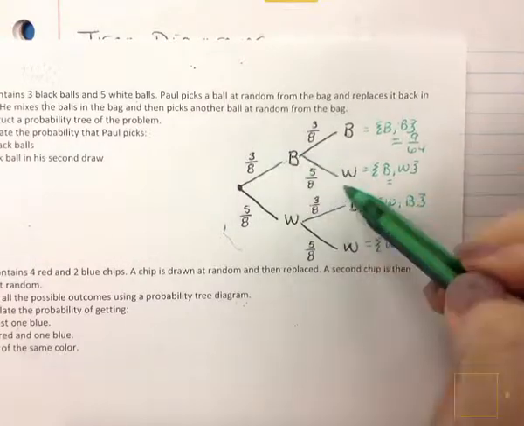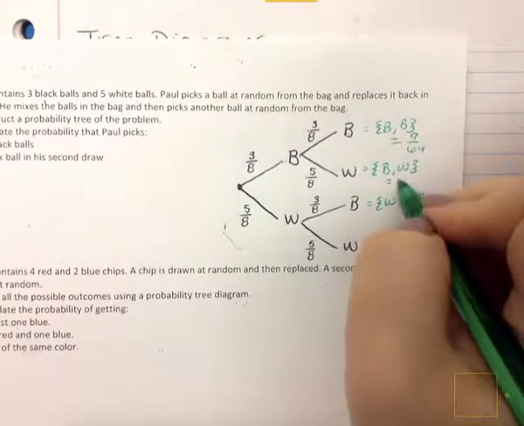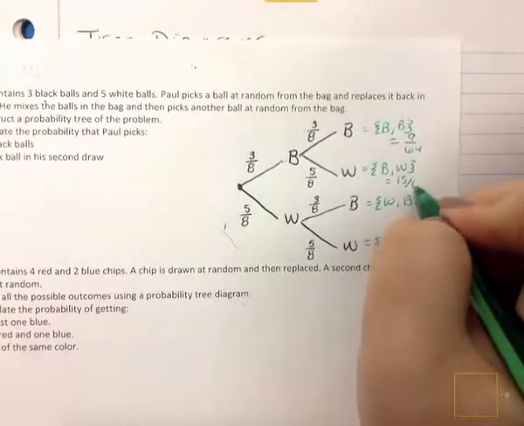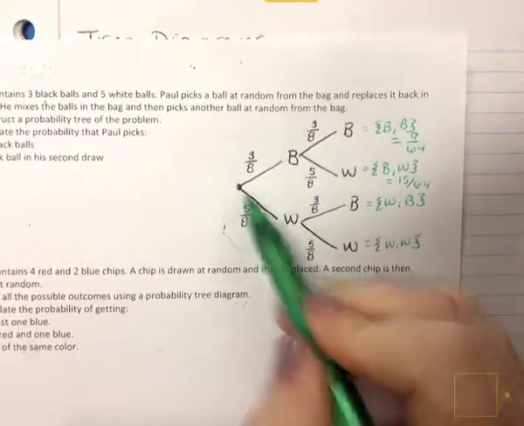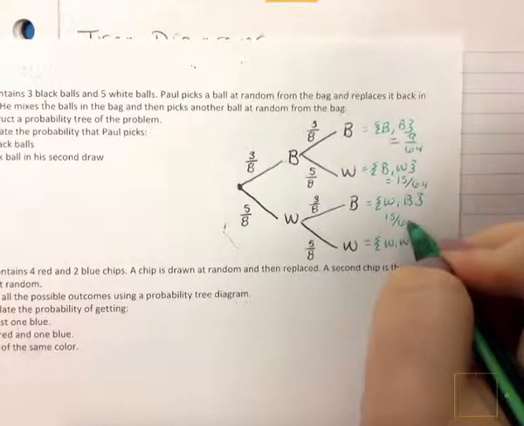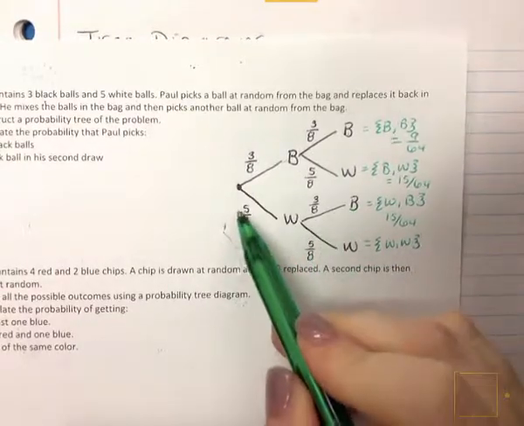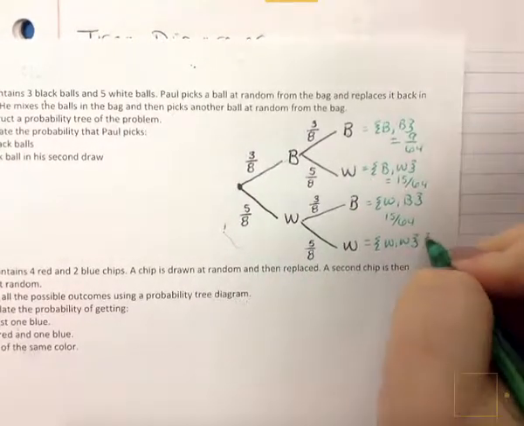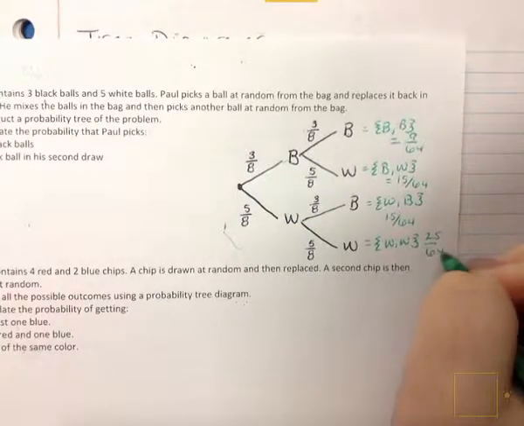To get a black then a white ball, it would be 15 out of 64. To get a white then a black, it would be 15 out of 64. And then to get a white then white, it would be 25 out of 64.